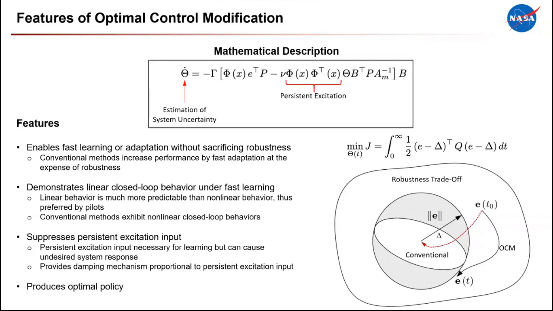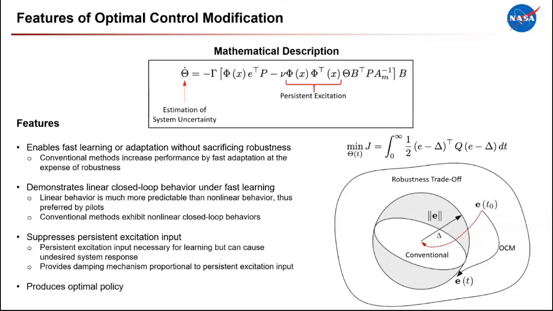it can also cause undesired system response because basically you're applying signal to the system and the system gets excited by that input, and that is highly undesirable. So the optimal control modification provides a damping mechanism proportional to the persistent excitation input. So the more persistent excitation input that you put into the system, the more damping you get.